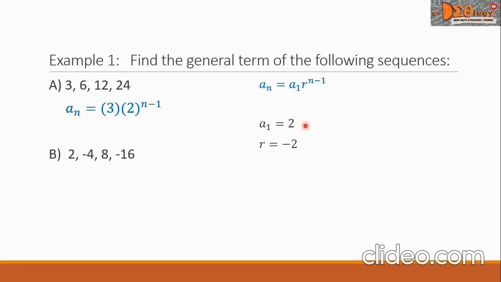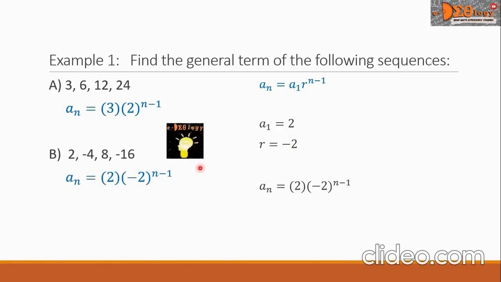Now, let us substitute these values to our general term formula. So we have a sub n equals, the first term is now 2, times our r, which is negative 2, raised to the power n minus 1. This is now our answer, and we will copy this below this problem B. This is now our final answers.